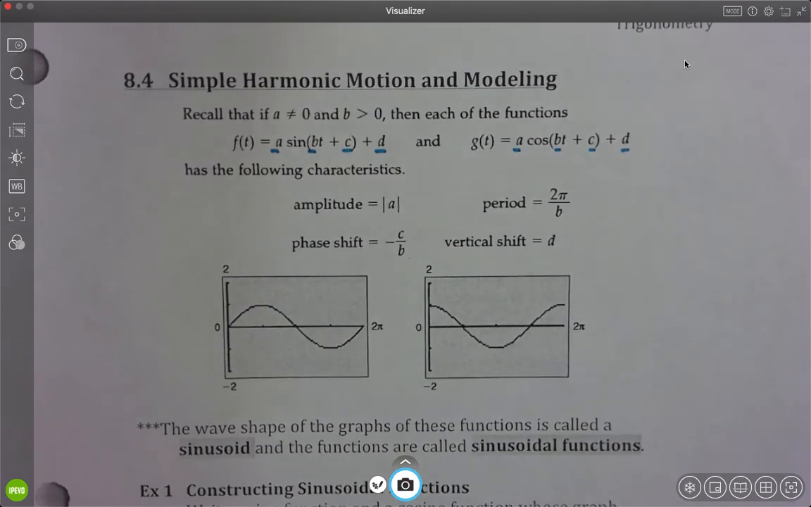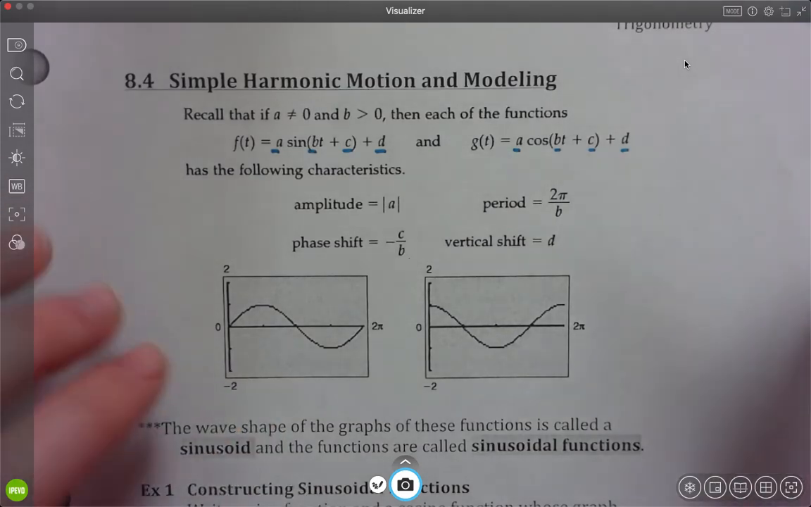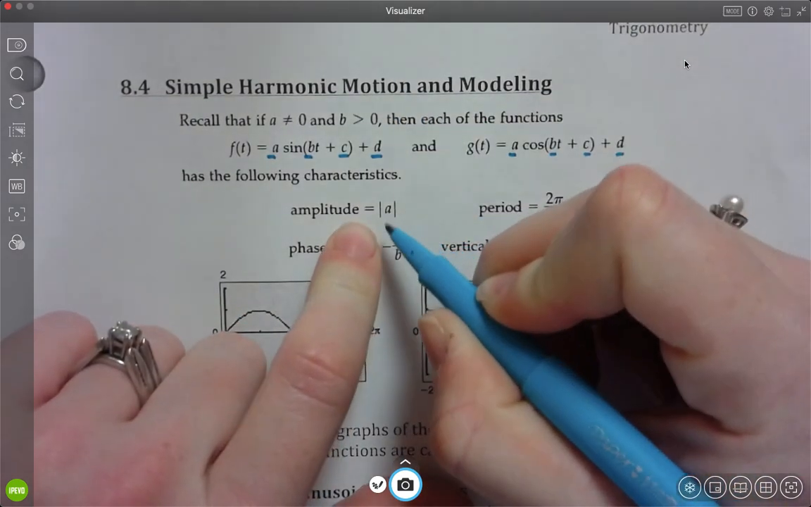We're going to take some actual scenarios of things that are occurring, like Ferris wheels and things like that, and have them make us an equation. So we're taking story problem things and putting them in here. Let's just review what some of these values are.